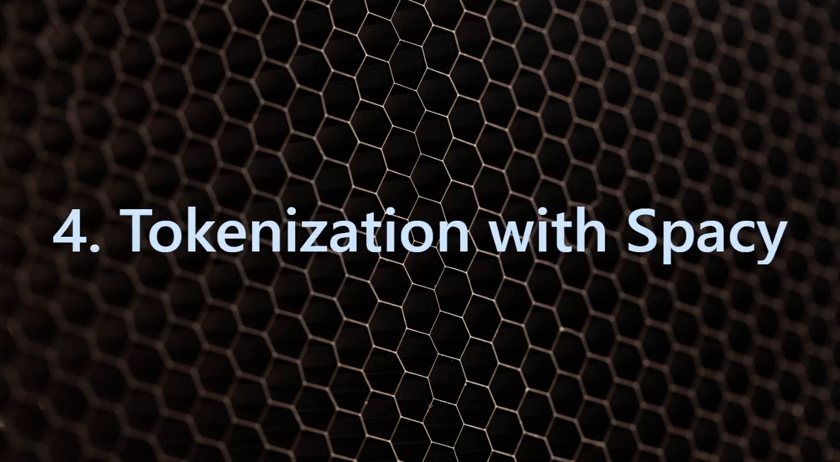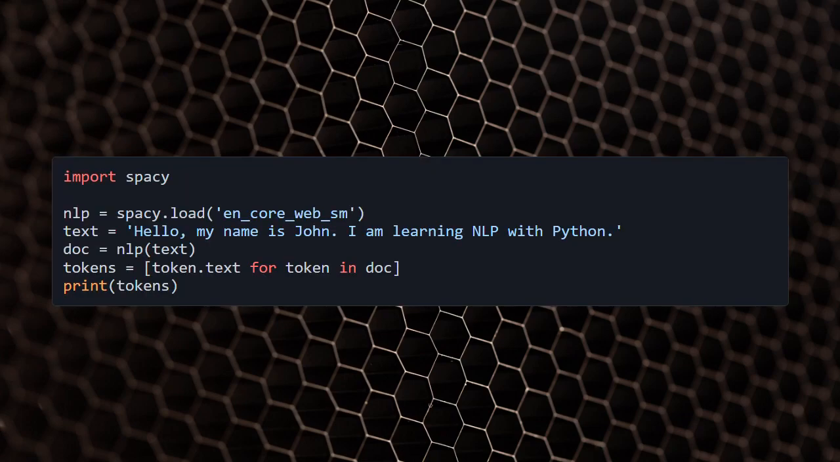Now let's see how to perform tokenization using Spacy. Firstly, install Spacy by running pip install spacy. Then, you need to download a language model by running python -m spacy download en_core_web_sm. In Spacy, tokenization is performed using a loaded language model. Here's a sample code that demonstrates tokenization in Spacy.